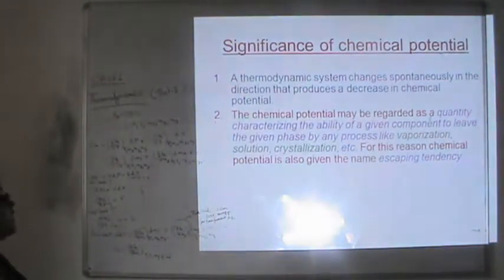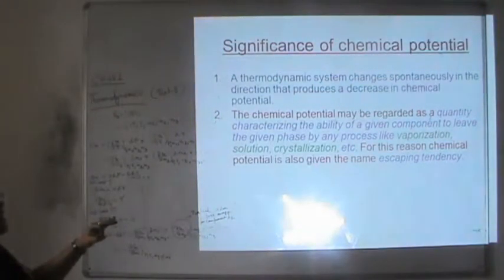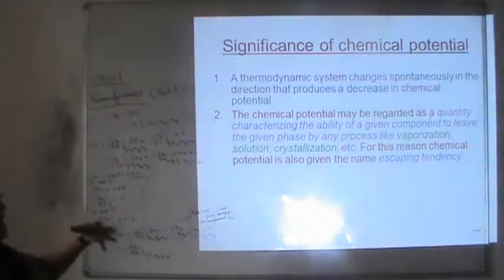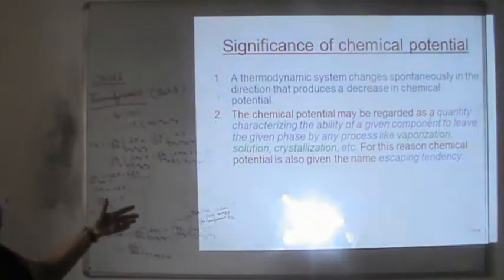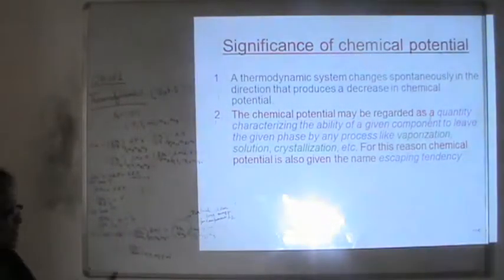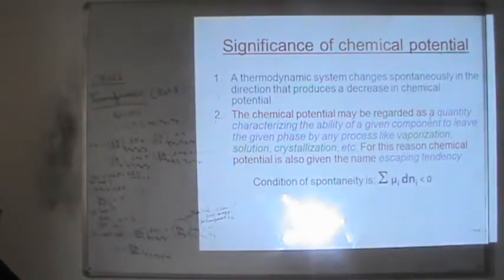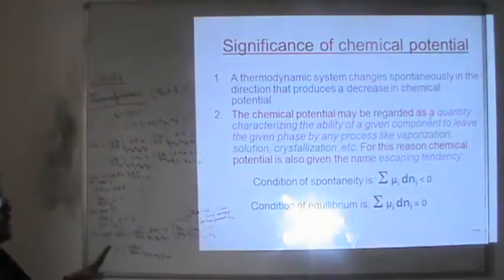The chemical potential may be regarded as the quantity characterizing the ability of a given component to leave the given phase by any process. So it is called escaping tendency. Any compound has its own characteristic tendency to leave the system, like in case of vaporization, in case of solution, in case of crystallization. So the summation of mu i dni for a spontaneous process is always less than zero. At equilibrium, total chemical potential is equal to zero.